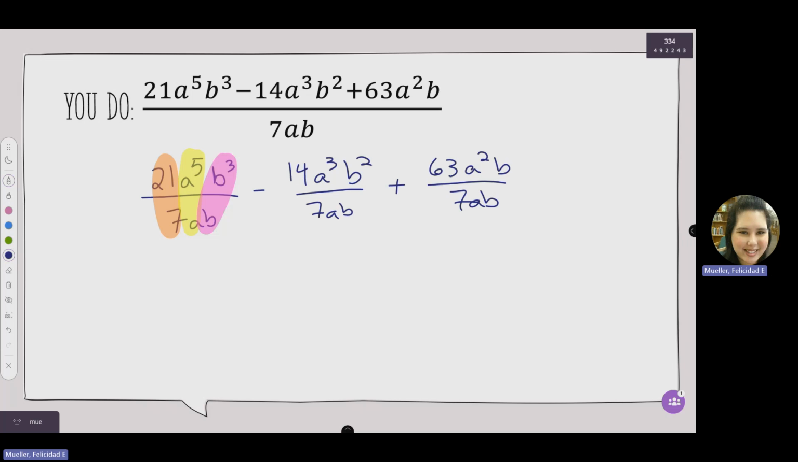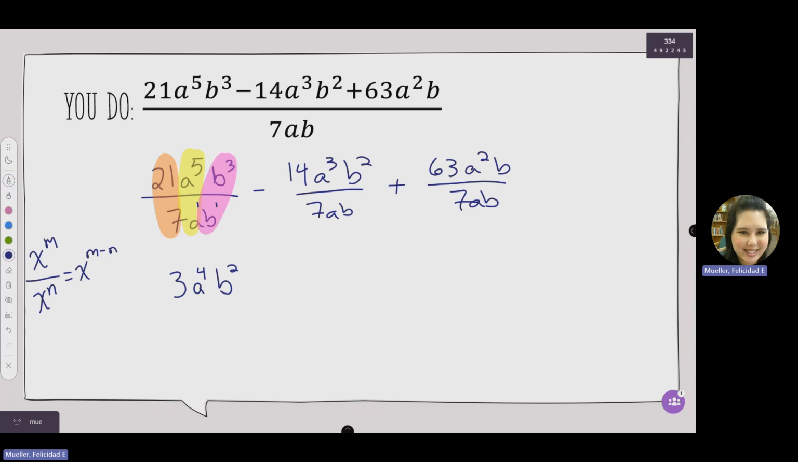So 21 divided by 7 is 3. a to the 5th divided by a. Remember, we have those invisible 1 exponents. And that quotient property says that when you have x to the m over x to the n, we are going to subtract the bottom from the top. So we're going to do 5 minus 1 and get 4. Then do the same thing for b. 3 minus 1 is 2. So 21a to the 5th b cubed divided by 7ab is the same thing as 3a to the 4th b squared. And we're just going to follow that through for the rest of the problem.